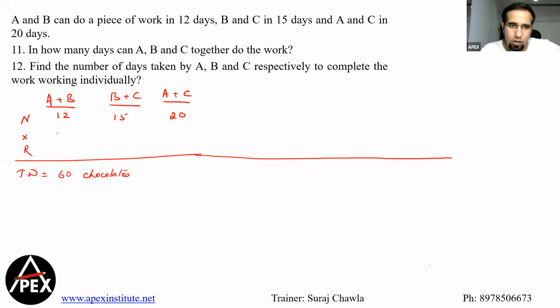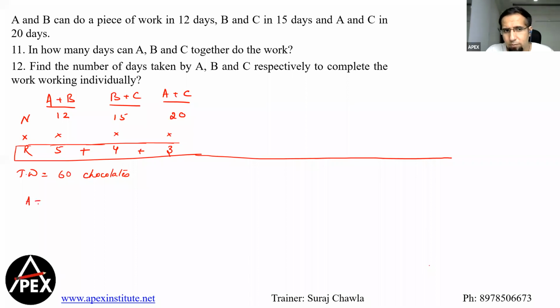Now I know that 12 into 5 is equal to 60, 15 into 4 is equal to 60, and 20 into 3 is equal to 60. As we discussed, we have to focus on the efficiency row. That means we have to focus on the work done area. Now, if I add all the three of them, what do I get, guys?